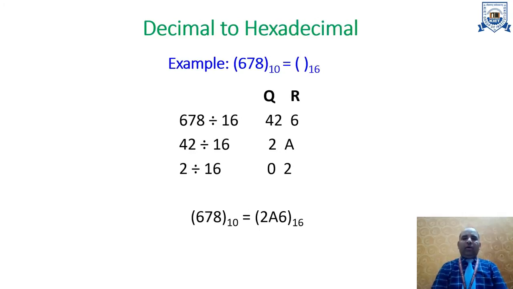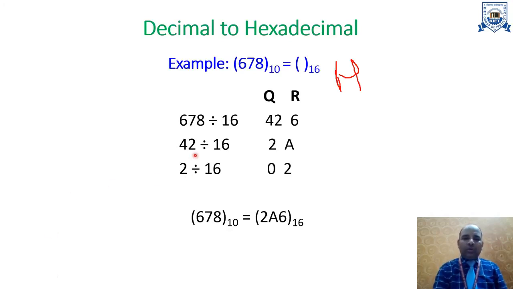Now moving further, how can we convert a decimal number to hexadecimal? The procedure is the same. Dear student, up to this moment we have understood how to convert decimal to binary and decimal to octal. Now the same procedure will be applied for converting a decimal number to hexadecimal. It is again 678, the same number we took in the previous slide, but here our desired base is 16, which is hexadecimal. This 16 is also represented with the capital H, so we can write base 16 or base H. Both are the same thing.